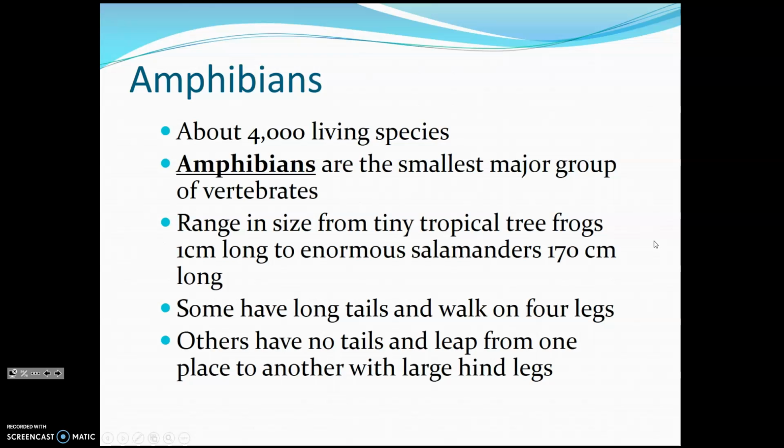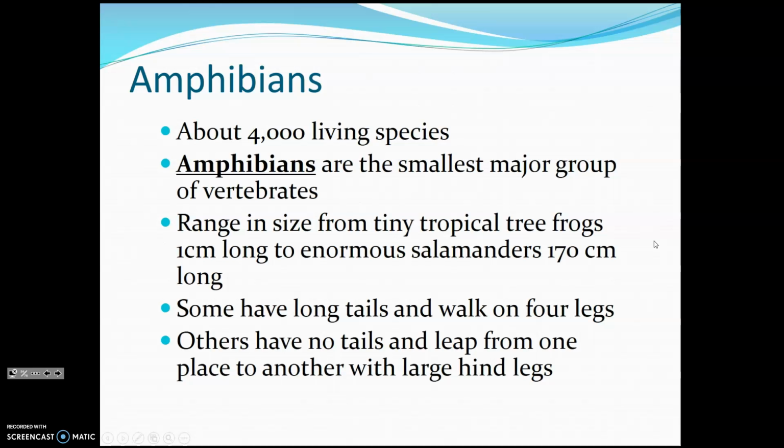They can range anywhere in size from teeny tiny tree frogs that would fit on the tip of your finger to giant salamanders that can be up to 170 centimeters long. So when it says enormous salamanders, that's relative to the size of a salamander, not like a salamander that's as big as an elephant. When we're looking at the body plan, we're going to talk and refresh your memory about complete metamorphosis as we go through this.